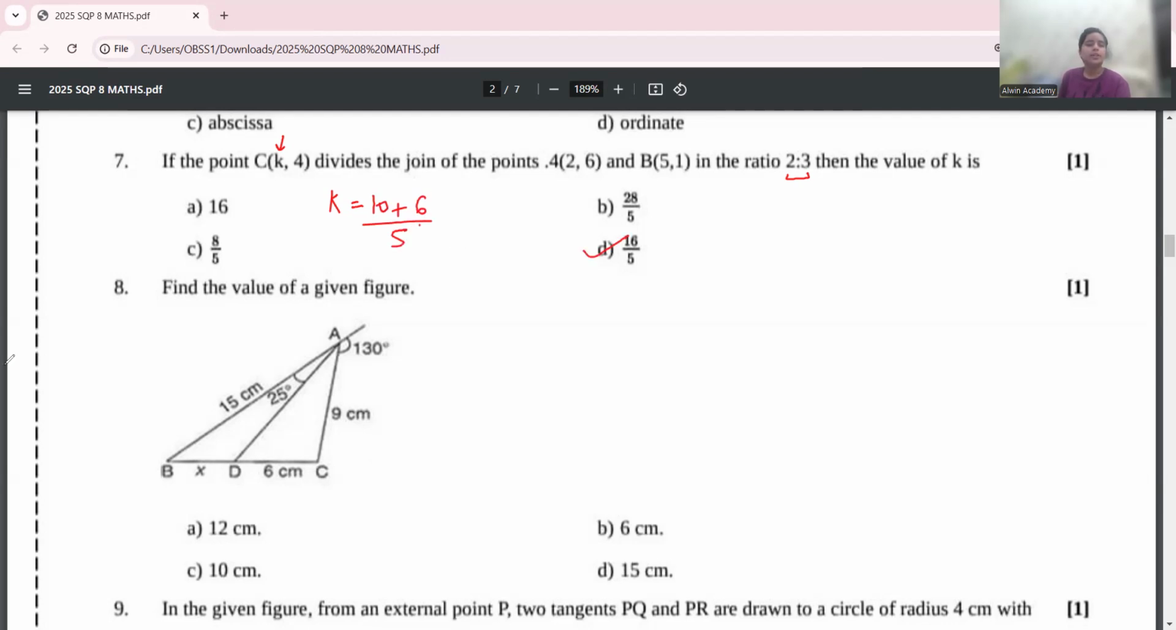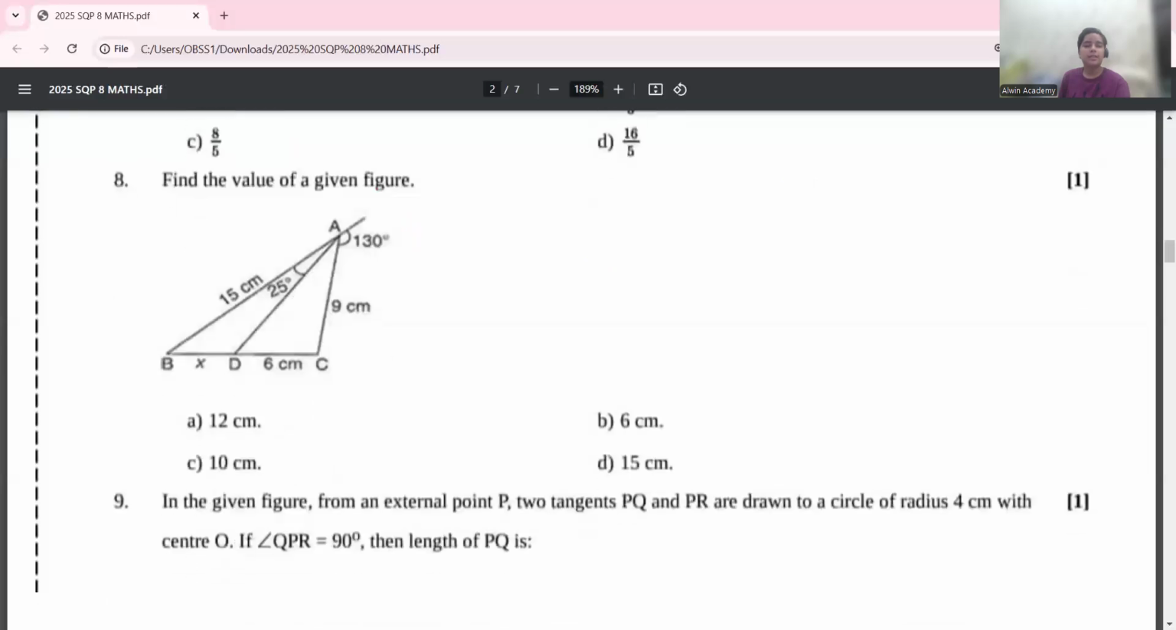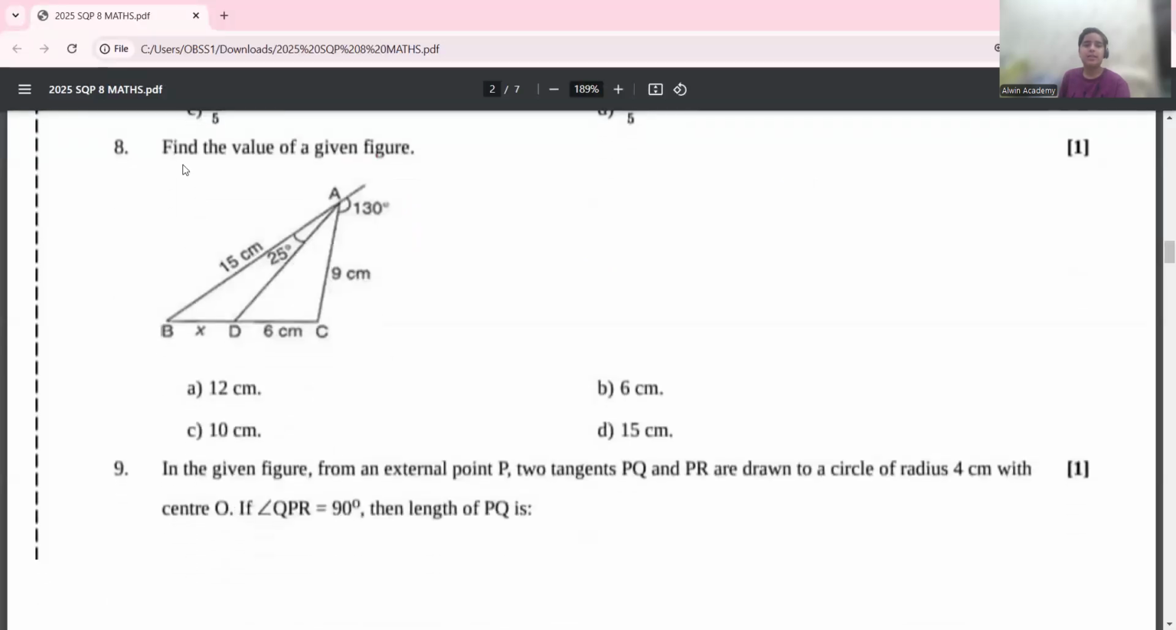Going to the next question, find the value of a given figure. There is a misprint here. It would essentially be find the value of x here, because that's the only variable we can see. Now, when I consider this particular line, this whole makes a 180-degree angle. We are given this is 25, this is 130. When we subtract 155 from 180, we get this is also 25 degrees. Now we can see that angle BAD and angle CAD are equal. Or we can say AD, this particular line, is bisecting angle BAC.